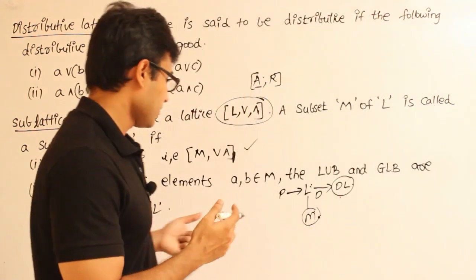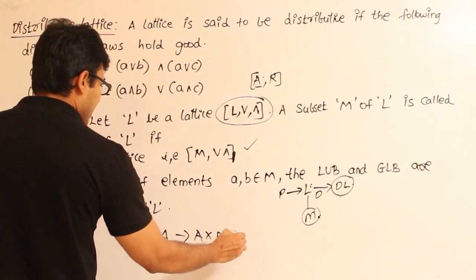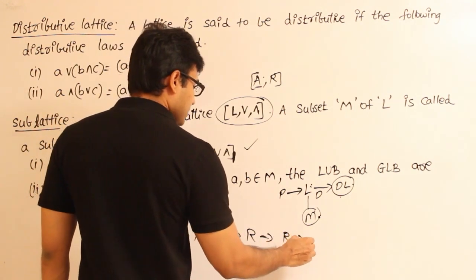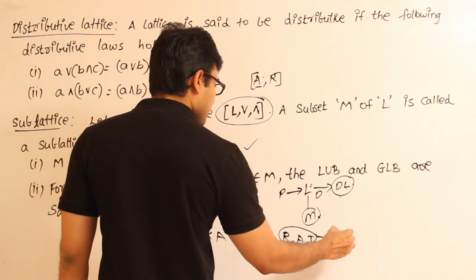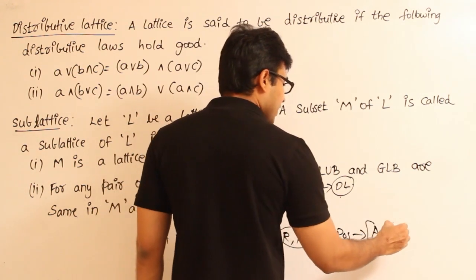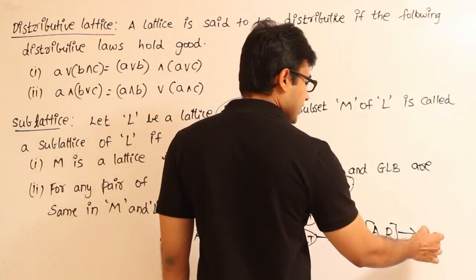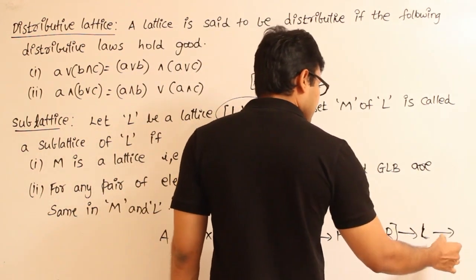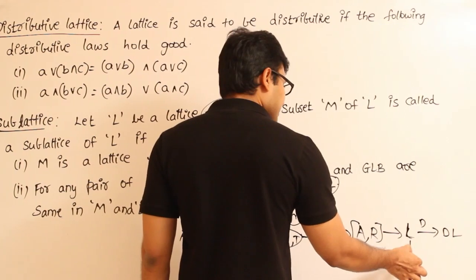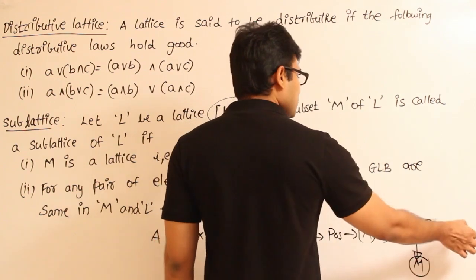So where did everything come from? We have the sets concept, then the Cartesian product concept, and then the relation concept. If a relation is reflexive, anti-symmetric and transitive, then we call it a partially ordered set, and the set and the relation together are called a poset. In this, if every two elements have a GLB and LUB, we call it a lattice, and if the lattice satisfies the distributive law, it is called a distributive lattice. Then you can take a subset of a lattice and find out whether it is a sublattice or not. These two are distinct.